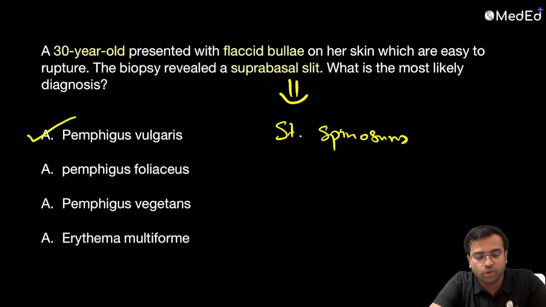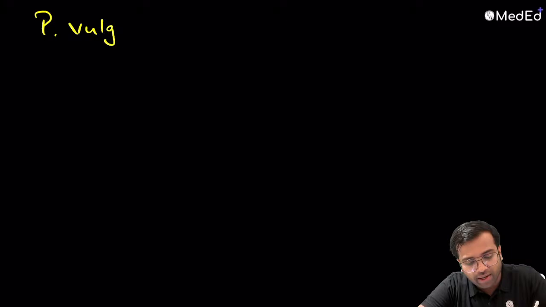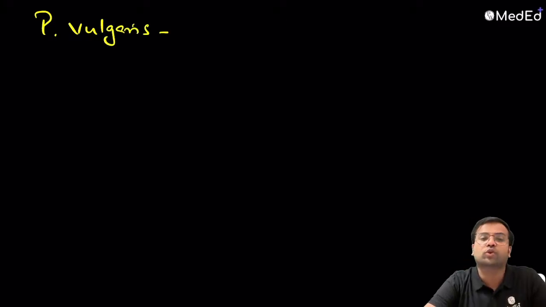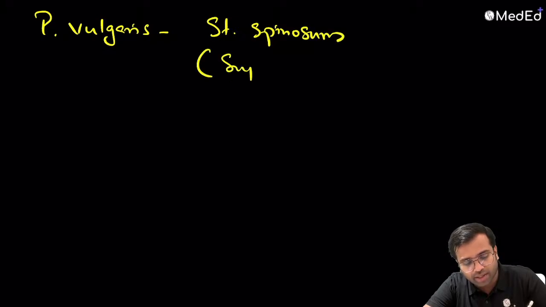So, in this MCQ, let us try to quickly revise the important pointers regarding various vesiculobullous diseases. The most common vesiculobullous disease is called pemphigus vulgaris. Why do I say it is the most common? The name itself, vulgaris, means most common. In pemphigus vulgaris, you can see the lesion in the stratum spinosum. It is also mentioned as suprabasal bulla.